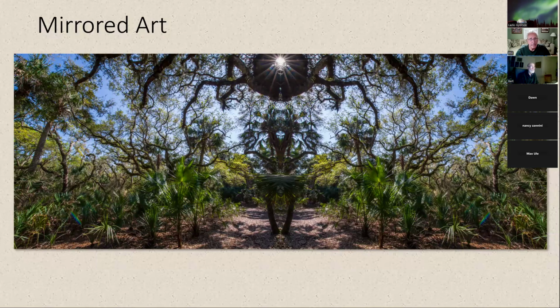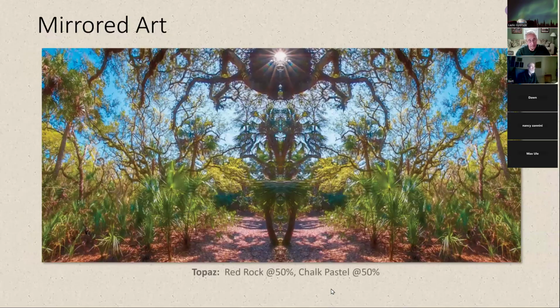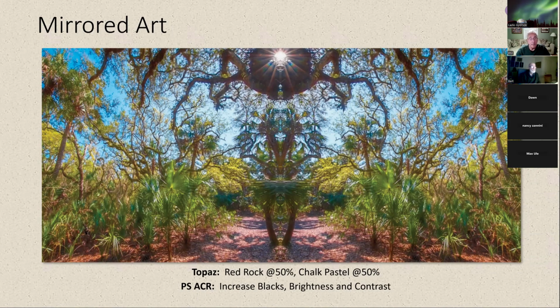And then if we go and process this fully, in this case, we've gone into Topaz twice. Once to put a red rock effect on it at 50%, brought it back in, put this chalk pastel effect on it, and then back in Photoshop just to make it pop more, to increase the blacks, the brightness, the contrast. And I've changed the aspect ratio a little bit.